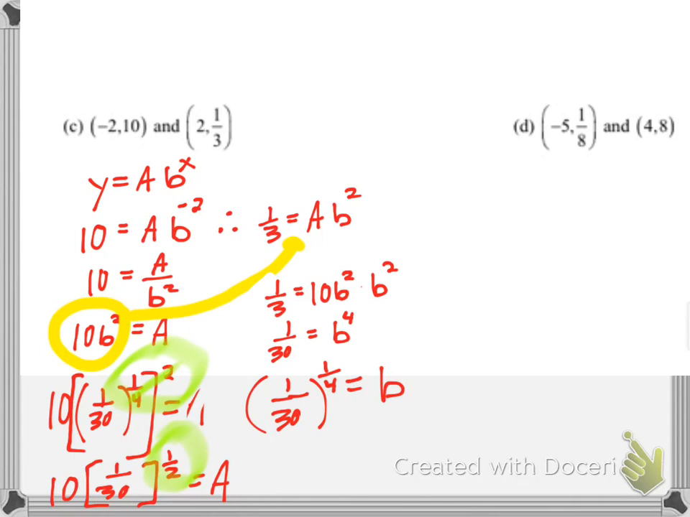Okay. We got an a, we got a b. I'm just going to put them together as a single equation. So another way to write a is, if you're going to take 10 times 1/30th to the 1/2, that could be 10 times the square, 1 to the 1/2 over 30 to the 1/2, and a 1/2 power is a radical.